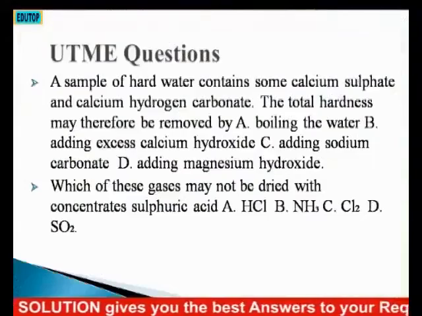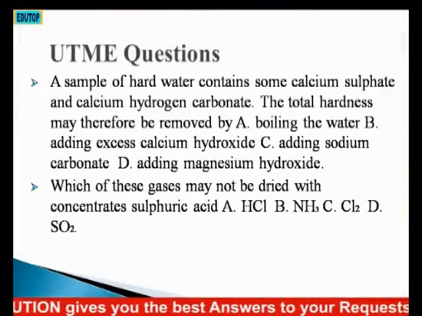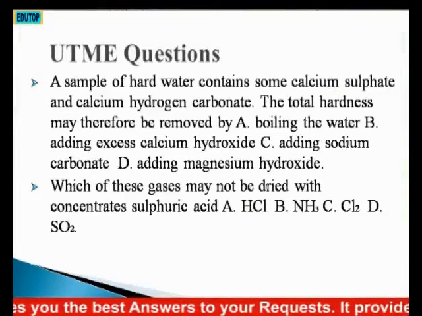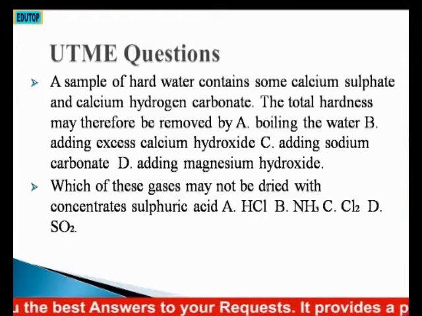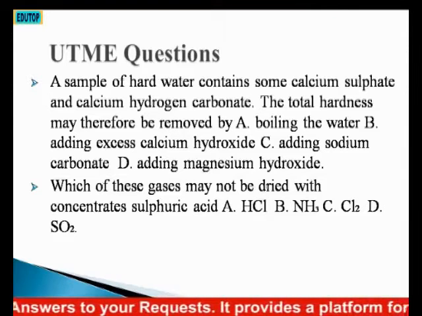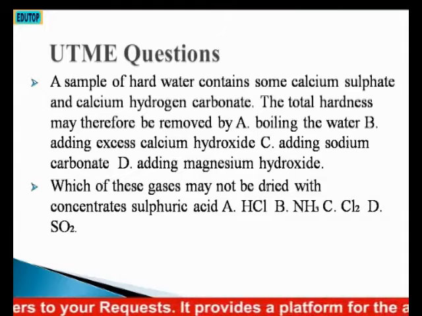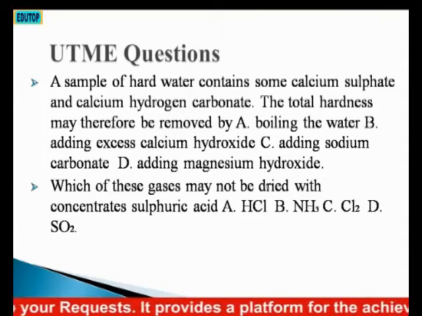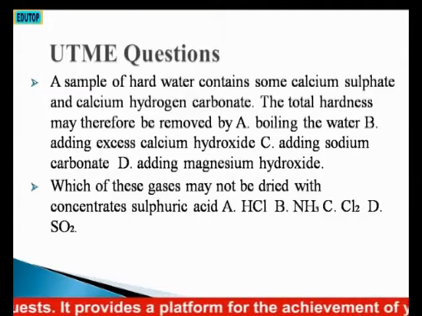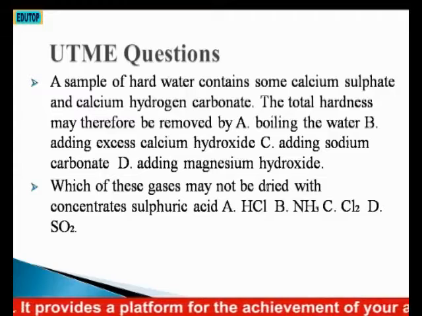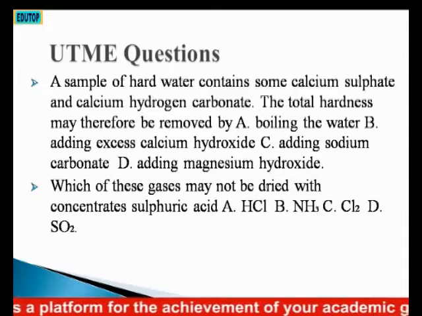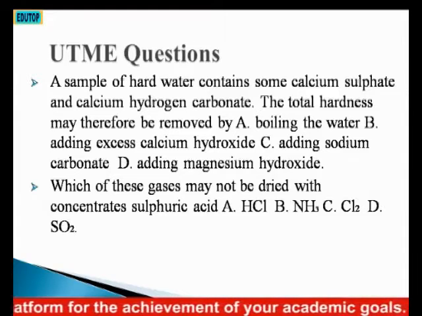Option C, adding sodium carbonate. Yes, by adding sodium carbonate you will remove hardness. And once permanent hardness is removed, automatically that can also remove what? Temporary hardness. Then adding magnesium hydroxide. If you add magnesium hydroxide, it's also the same thing as adding calcium hydroxide, because both calcium and magnesium are group two elements, so they will also perform the same purpose. So in that situation, the most suitable option will definitely be option C, which is addition of sodium carbonate. So number 1 is option C.